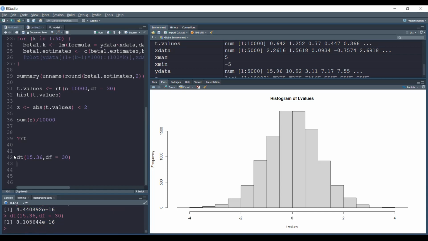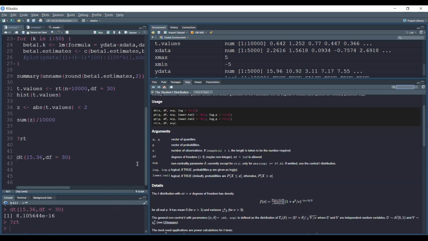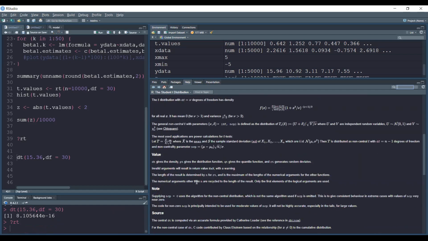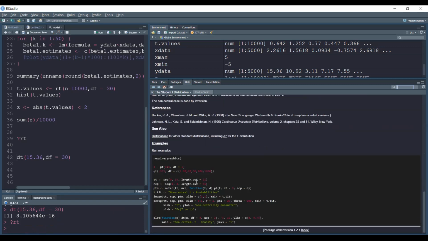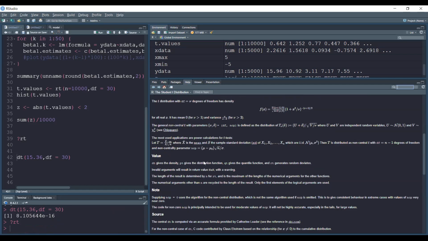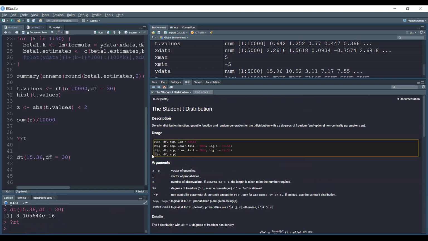I'll have to double check. Like I said, in the documentation, there is DT, PT, QT, and RT. You would think that I know how to distinguish between them, but I don't know them offhand. I know RT because RT is to generate just a random observation following the T distribution.